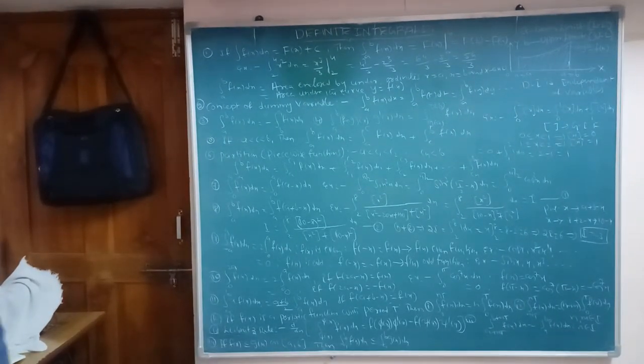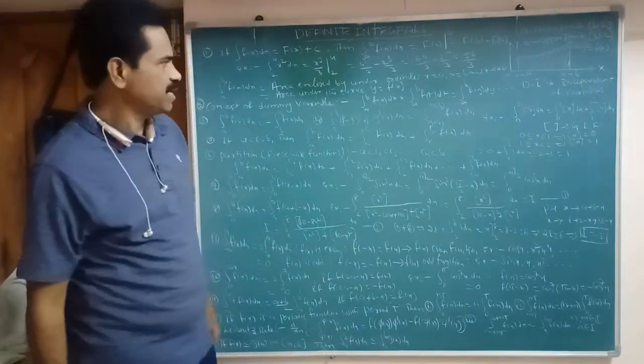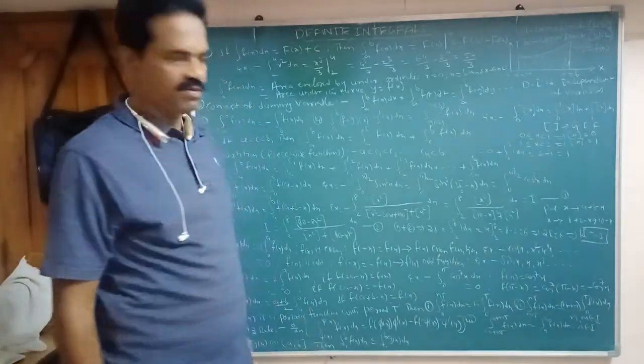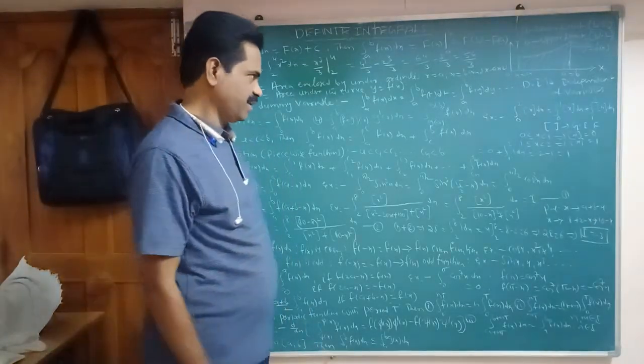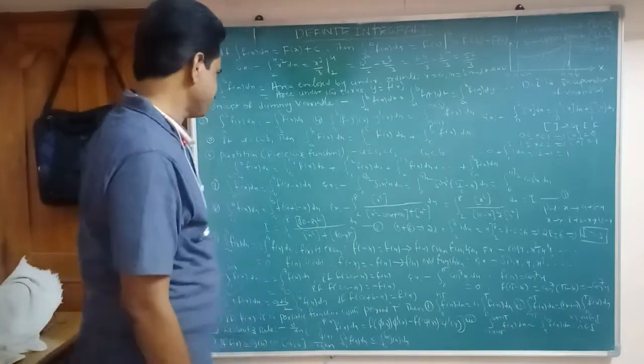That is the concept of dummy variable: integral a to b f of x dx equals a to b f of t dt equals a to b f of y dy. Here the definite integral is independent of variables.